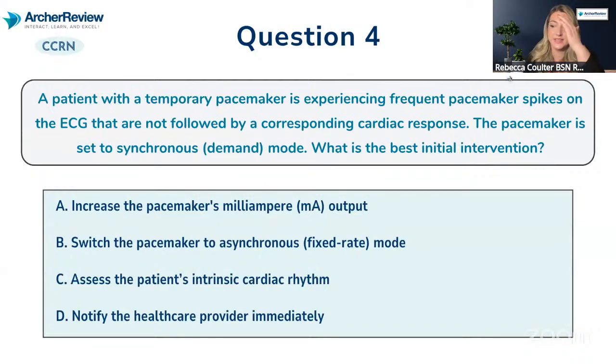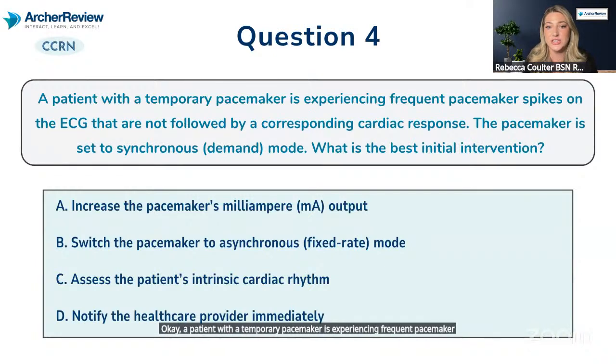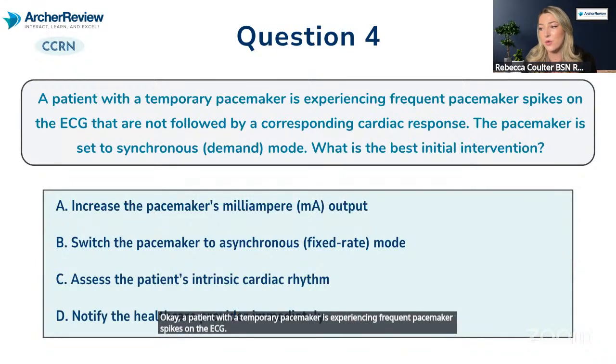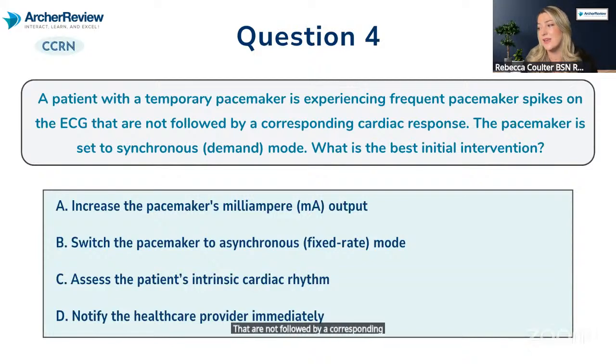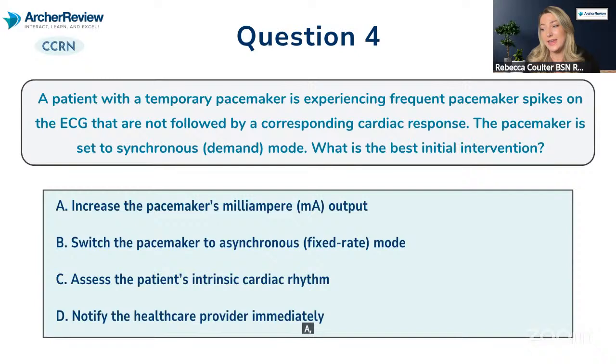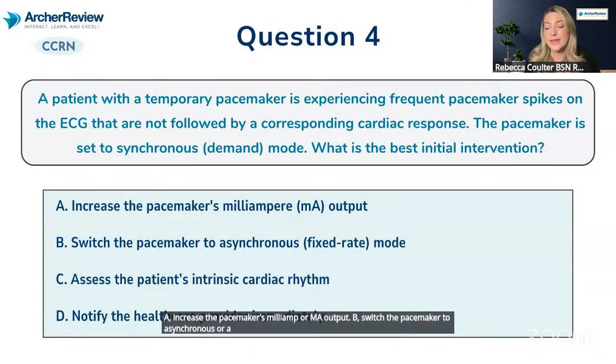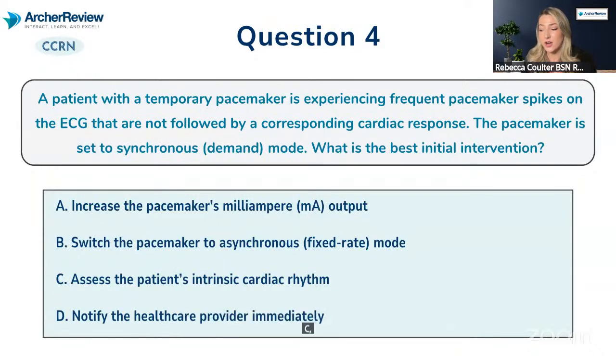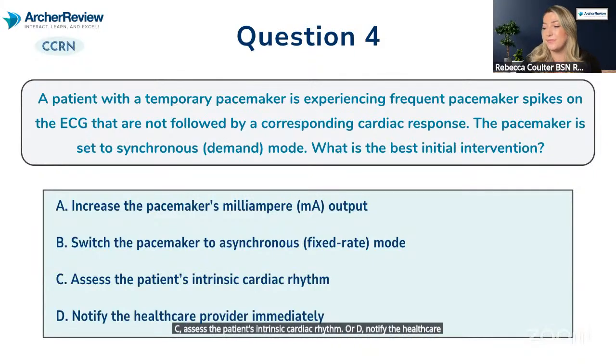Okay, a patient with a temporary pacemaker is experiencing frequent pacemaker spikes on the ECG that are not followed by a corresponding cardiac response. The pacemaker is set to synchronous or a demand mode. What is the best initial intervention? A, increase the pacemaker's milliamp or MA output. B, switch the pacemaker to asynchronous or a fixed rate mode. C, assess the patient's intrinsic cardiac rhythm. Or D, notify the healthcare provider immediately.